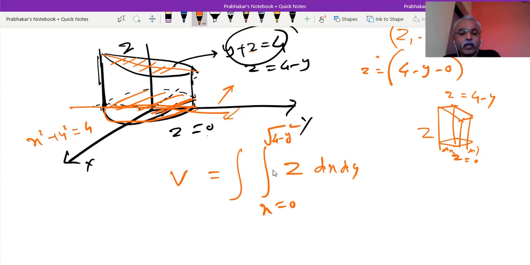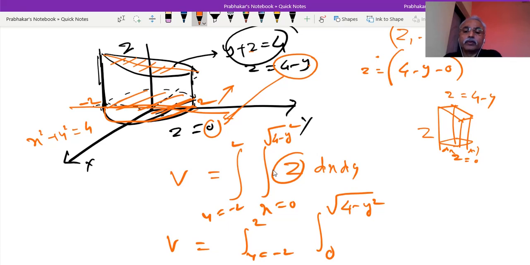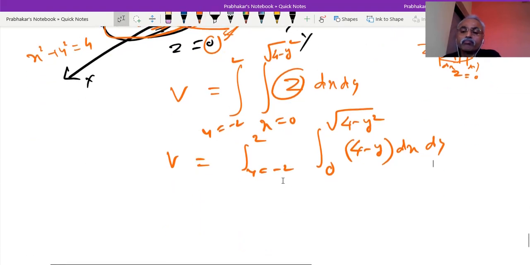You can write the limit of x or y. Y is varying from minus 2 to plus 2, obviously, because the radius is plus 2 on one side and minus 2 on the other. Now instead of z, we write 4 minus y minus 0. The volume becomes a double integration of 4 minus y dx dy, with x from 0 to square root of 4 minus y square. Naturally, we integrate with respect to x first.